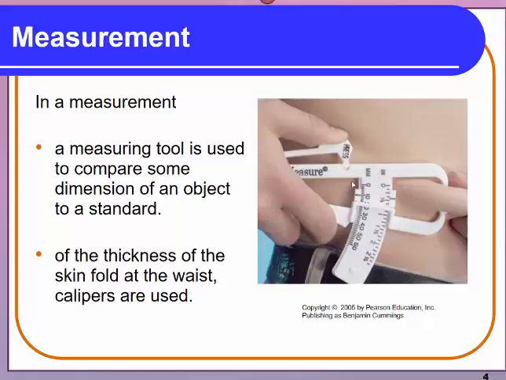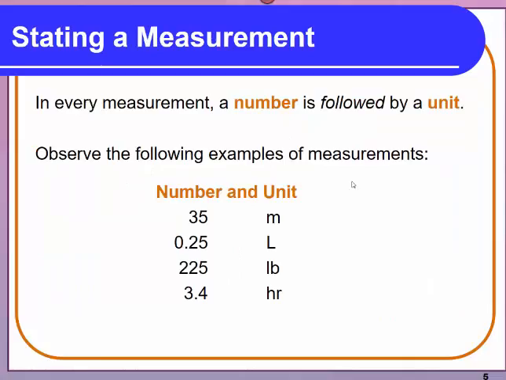In a measurement, what's involved is a number followed by a unit all the time. Like it says here, in stating a measurement, whenever you use a device like in the lab you'll be doing for Chem 108 this semester, you need a device that'll give you a number followed by a unit. So here are some examples: 35 meters, a quarter of a liter, 225 pounds, and 3.4 hours. So making measurements here involves length, volume, mass, and of course time.